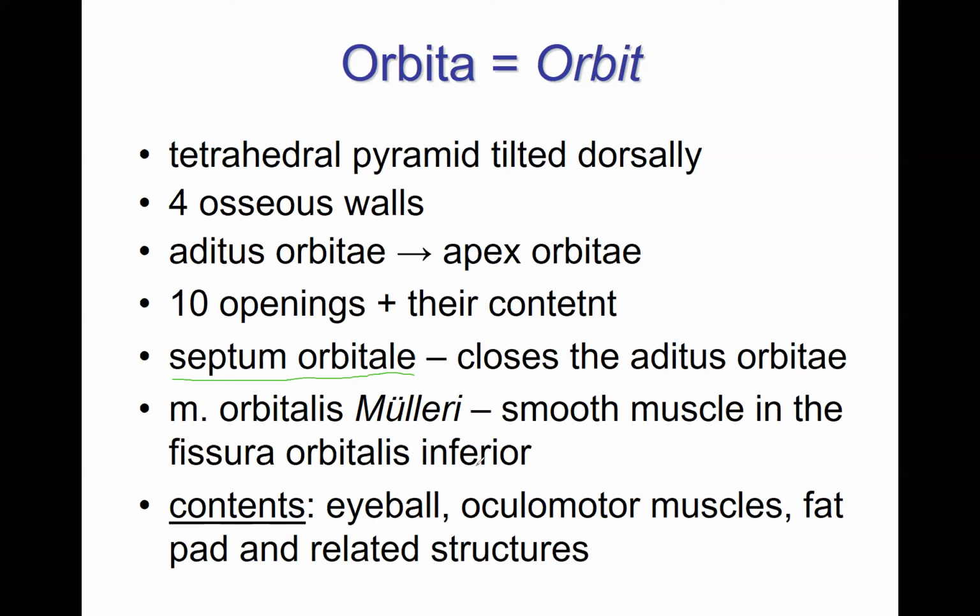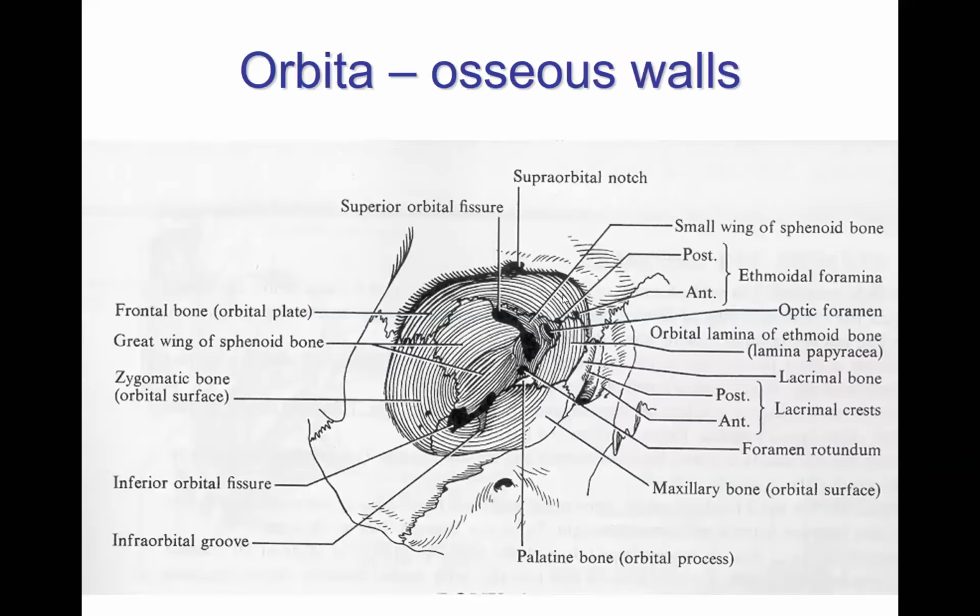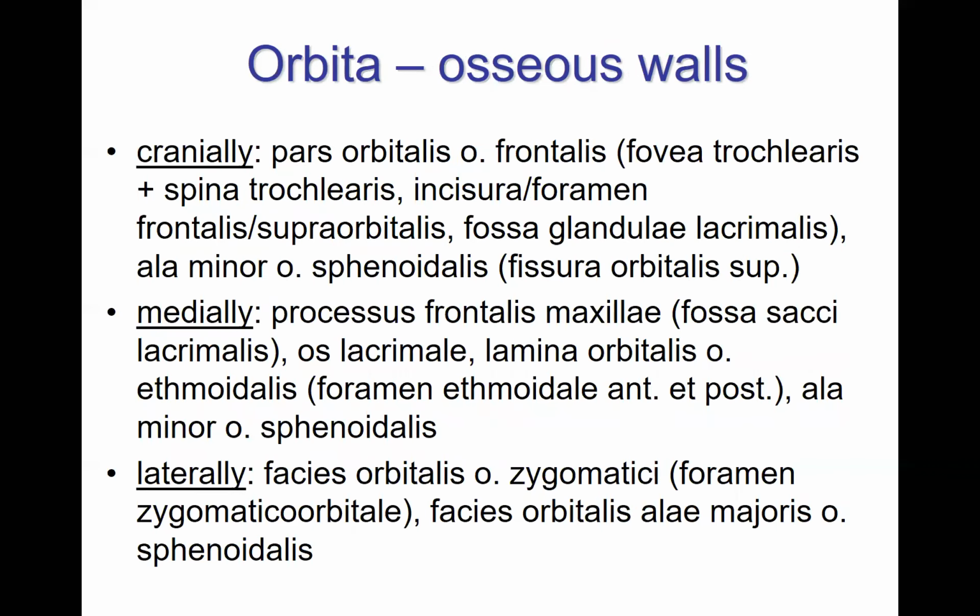Dorsally, there are the superior and inferior orbital fissures, and the inferior fissure is closed by the orbital membrane with smooth muscle fibers called the orbitalis muscle. So that's a general introduction into the orbit, and your homework is to go through the osseous walls of the orbit again. They are listed in the following slides, but I will skip it as we have studied this during the skull topic.